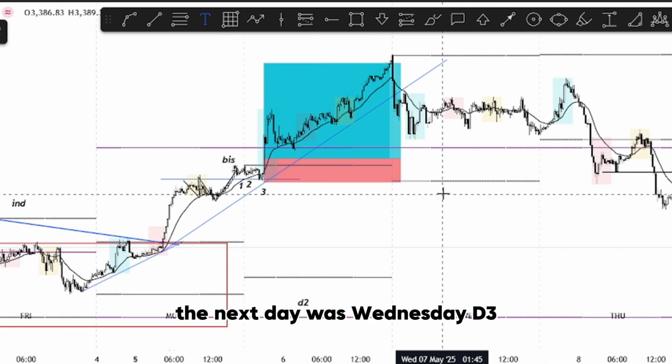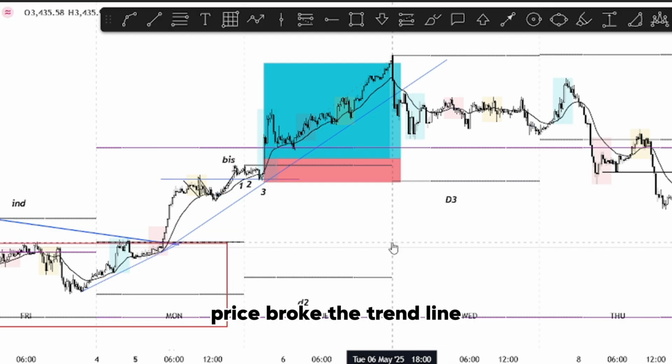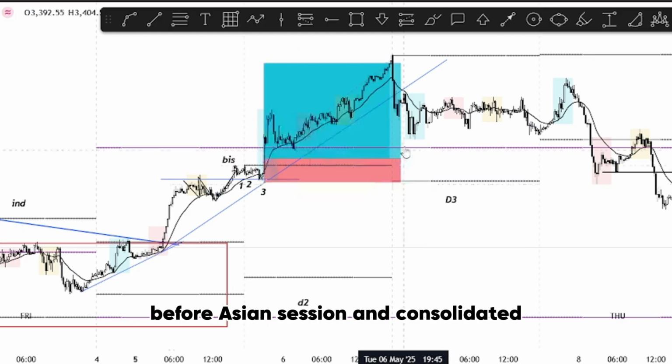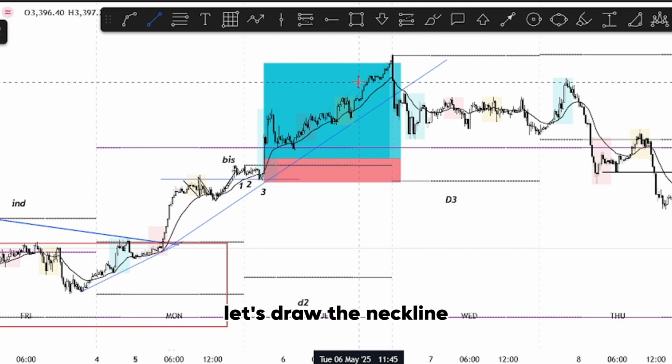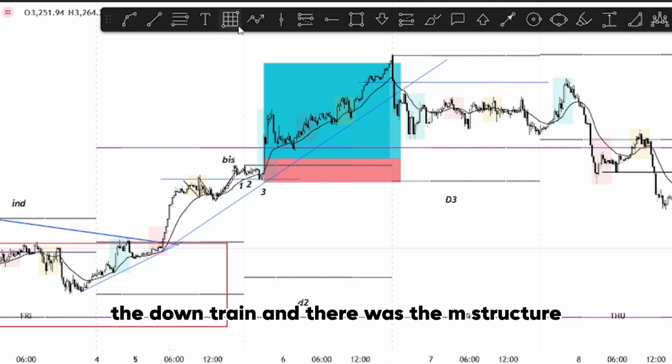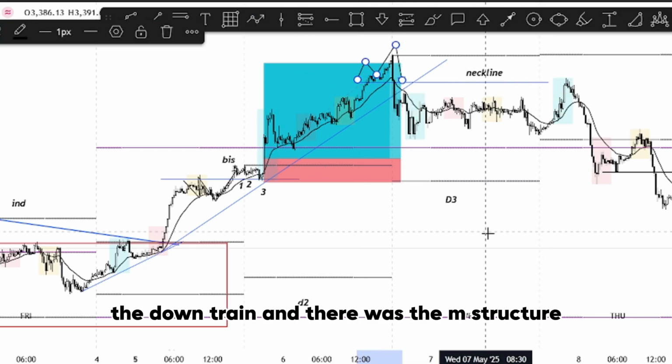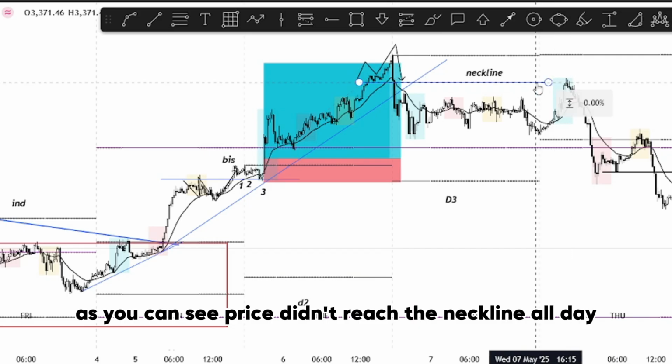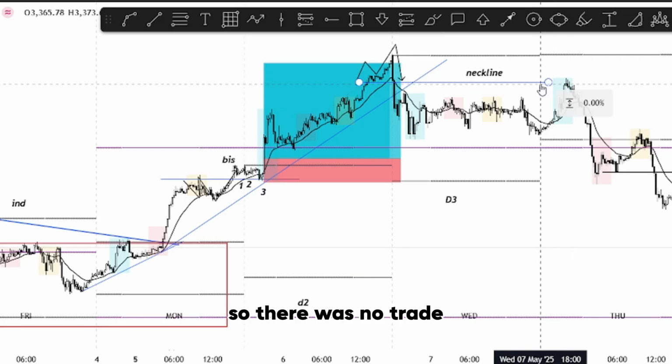The next day was Wednesday, day 3. Price broke the trend line before Asian session and consolidated almost all day. Let's draw the neckline of the downtrend, and there was an M structure. As you can see, price didn't reach the neckline all day, so there was no trade.